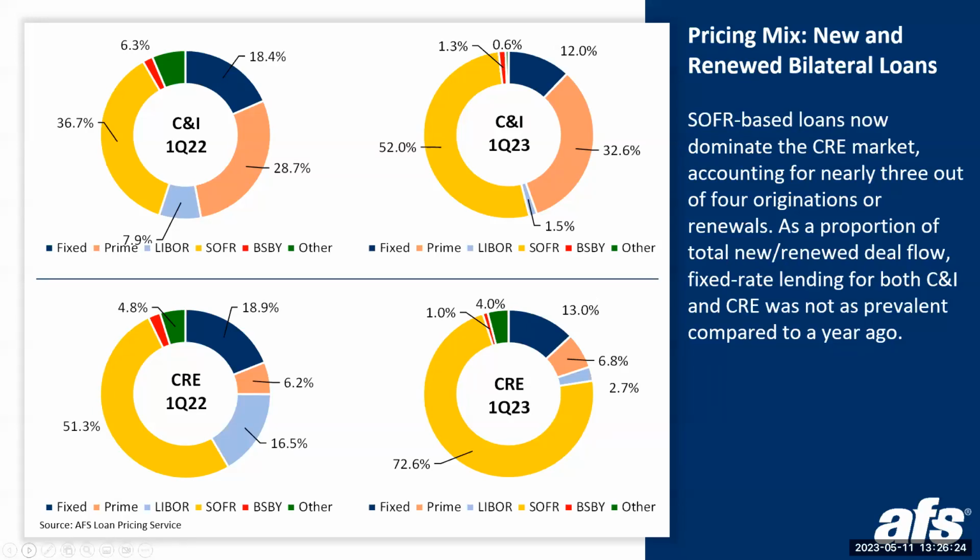Of note is that fixed lending as a percentage of total new and renewed volume declined year over year for both C&I and CRE loans. When you think back to the banks that failed in March and April, they had asset liability mismatches exposed by the Fed's rate hikes. Thus, we expect there to be greater investor and regulatory scrutiny of fixed rate lending, particularly fixed loans with long durations.